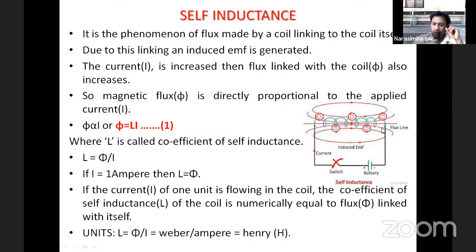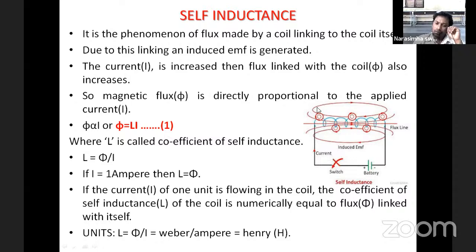Now, for example, there is a change in current. Then what happens? The magnetic field generated by this solenoid also changes. I am repeating: for a constant power supply, a constant current will be generated and a constant magnetic field also will be generated. But for example, the current flowing in the circuit is varying, changing continuously.